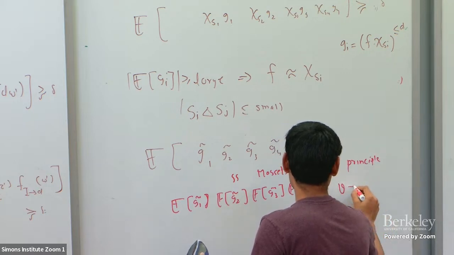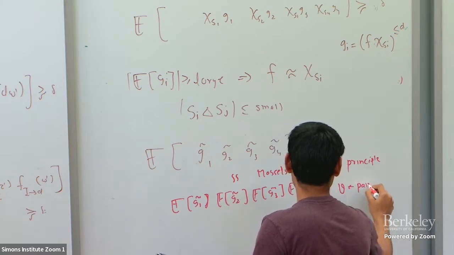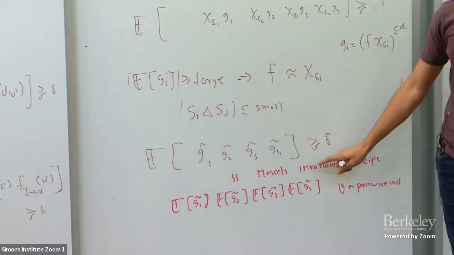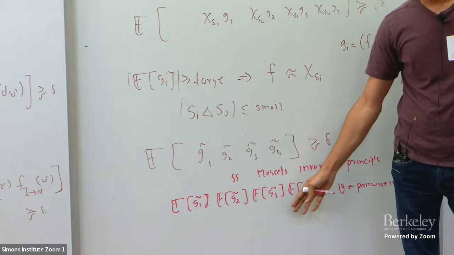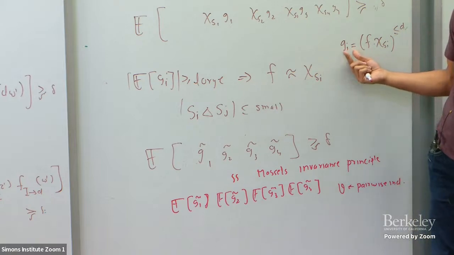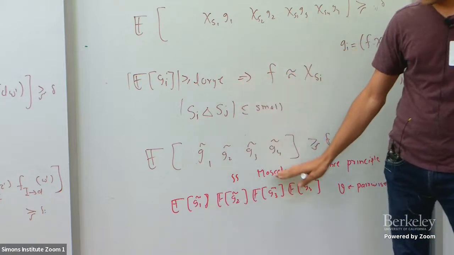And here we assume that nu is pairwise independent. Once you do that, this expression is small because we assume that all the biases are small, right? And that leads to a contradiction.